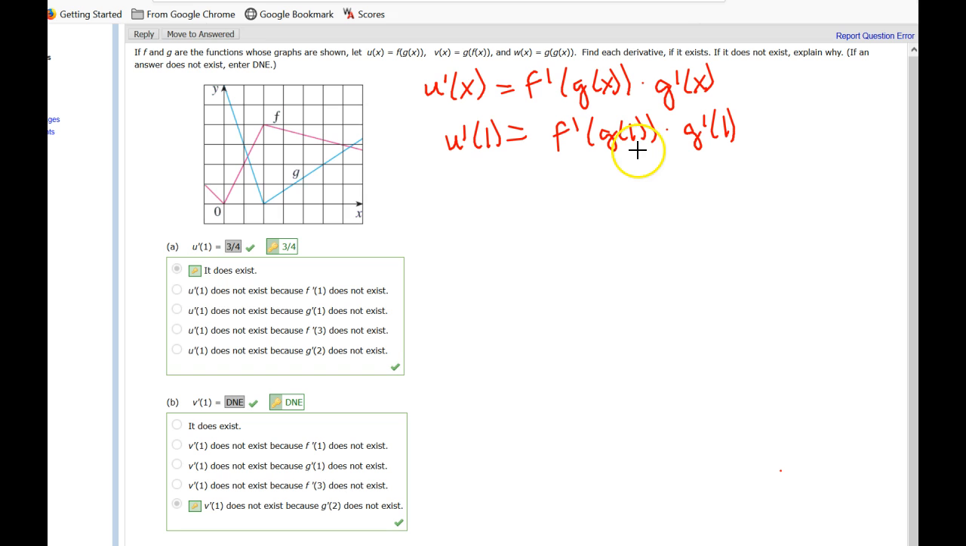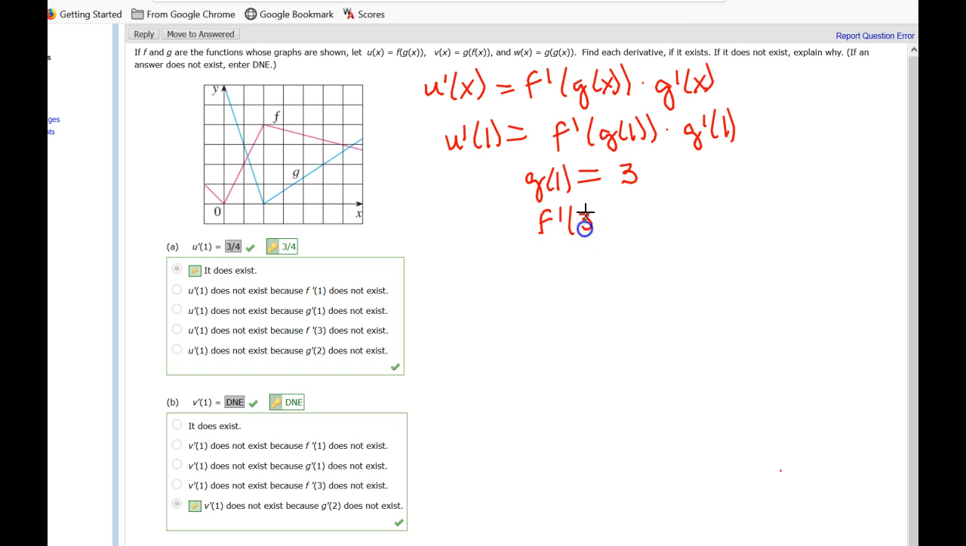Well, let's first start with g of 1. G of 1, looking at the graph, g is the blue graph, here's 1. So it looks like g of 1 is 1, 2, 3 units. So g of 1 is 3.